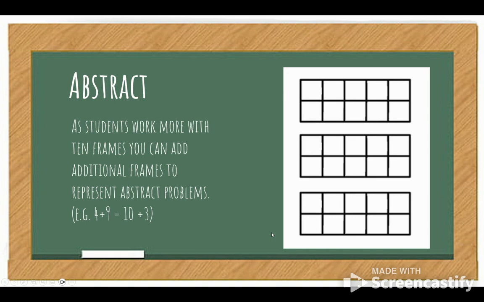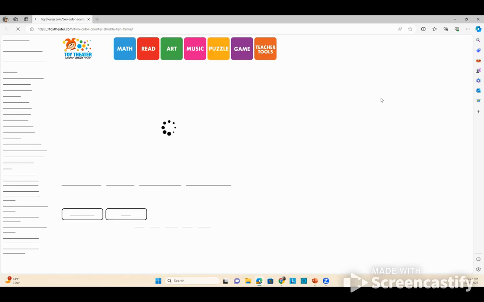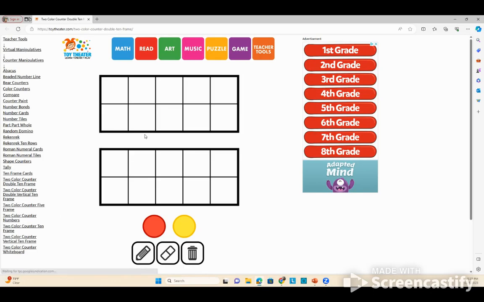Here in the abstract, as students work more with 10 frames, you can start to add additional 10 frames, and they'll represent the abstract problems. So here I have an example of 4 plus 9 is the same as 10 plus 3. So how we would have students interact, this is a virtual site called Toy Theater. You can have them use virtual manipulatives, or you can have them use actual physical counter manipulatives.